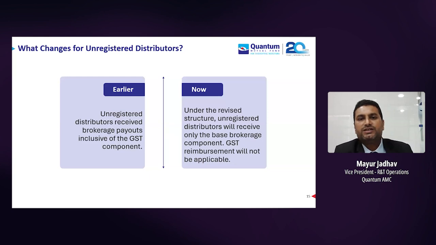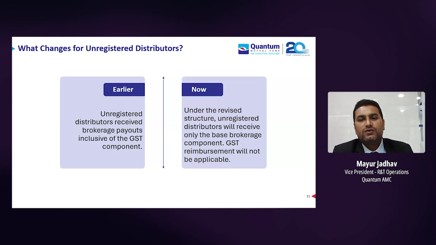Now there is a change. Since the GST portion is segregated, the distributors will only get the base brokerage. So the unregistered distributor who used to get a 1% complete brokerage will now get only 0.85, which is the base brokerage, and 0.15, which is the GST portion. That portion he will not be able to reimburse. So this is the major change for the unregistered distributor.